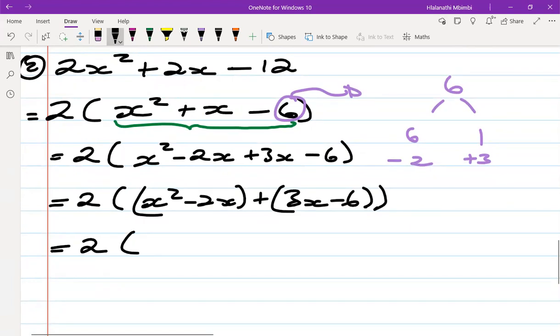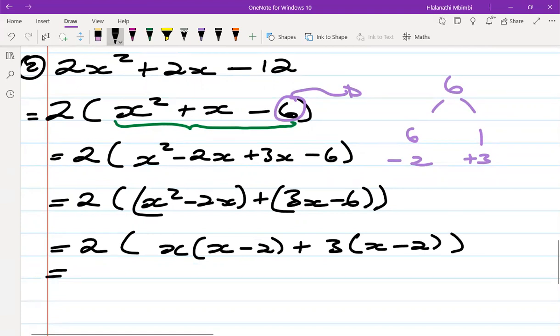You're still going to take out a common factor in that bracket. So you would have x minus 2 left there. Take out the common factor in the second one, you will be left with x minus 2 as well. So inside your bracket, you do realize that you have a common factor of x minus 2. If you take this x minus 2, you'll be left with x here. And on this side, you'll be left with what? With the 3.